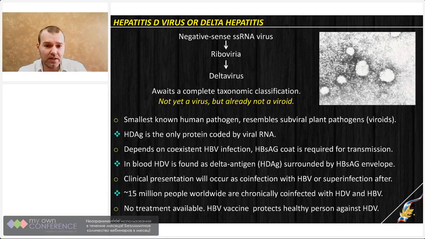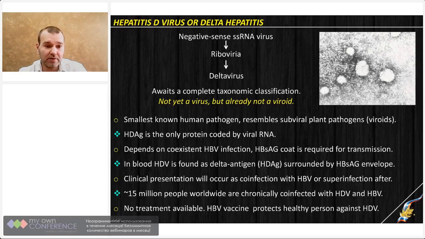So that human virus, Delta virus, is similar to viroids, but its structure is more complex. But the structure is still not as complex as in viruses, and it holds a kind of intermediate position. It's not clear whether it is a viroid or a virus. A lot of discussions, a lot of studies are going on, but for several years the virus has not been classified in a corresponding manner. So the virus of hepatitis D is the smallest pathogen of humans, and it has the only antigen, the only protein which is coded by the RNA of the virus. It is HDAg, hepatitis D antigen.